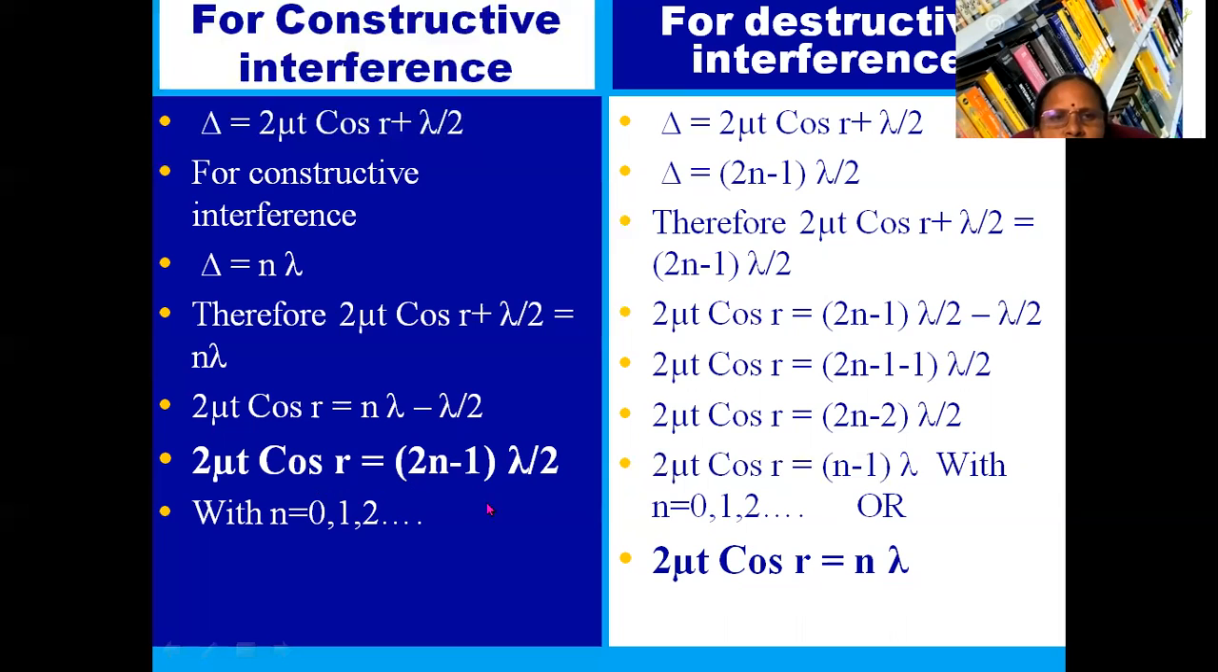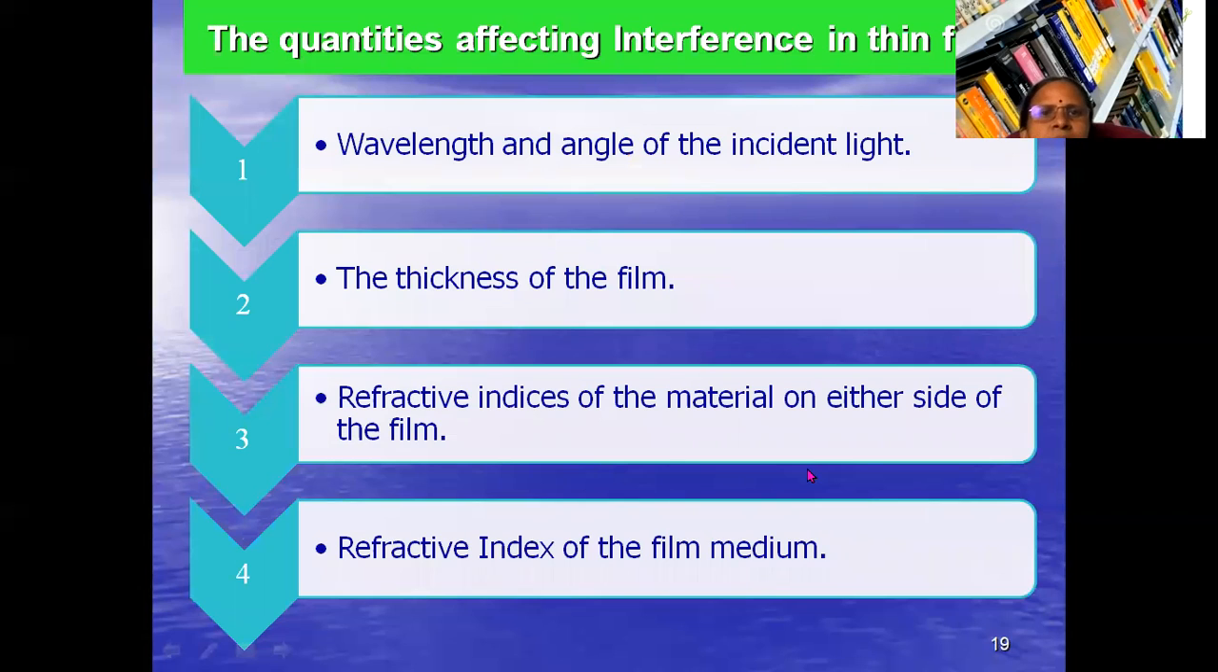Then you will observe the colored, colorful or bright thin film. This quantity affecting interference in thin film, that means the color of the thin film, depends upon the wavelength and angle of incident light. Similarly, it also depends upon the thickness of the film.